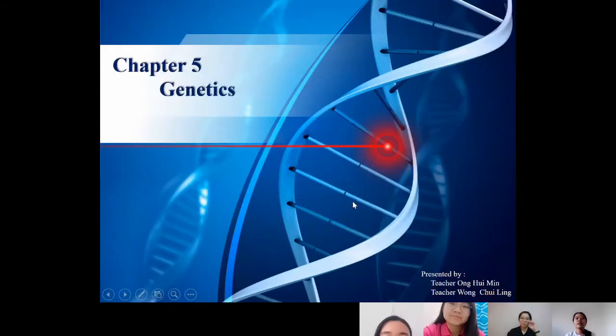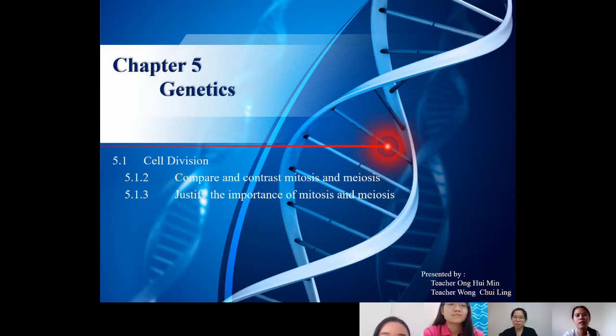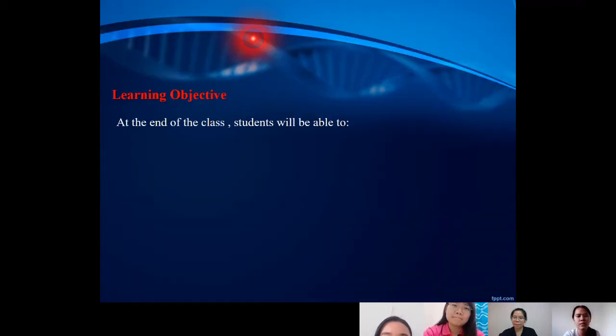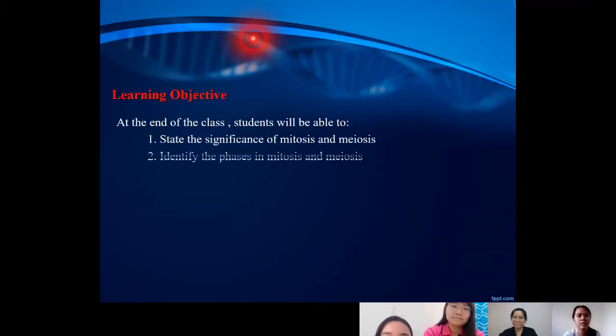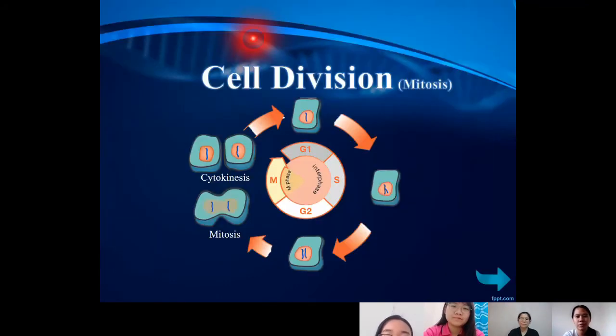So, in the previous class, we learned about genes. Today we will learn about mitosis and meiosis. In today's lesson, we need to compare and contrast mitosis and meiosis, and we need to figure out the importance of these processes. So here are your learning objectives. This video you have seen before.